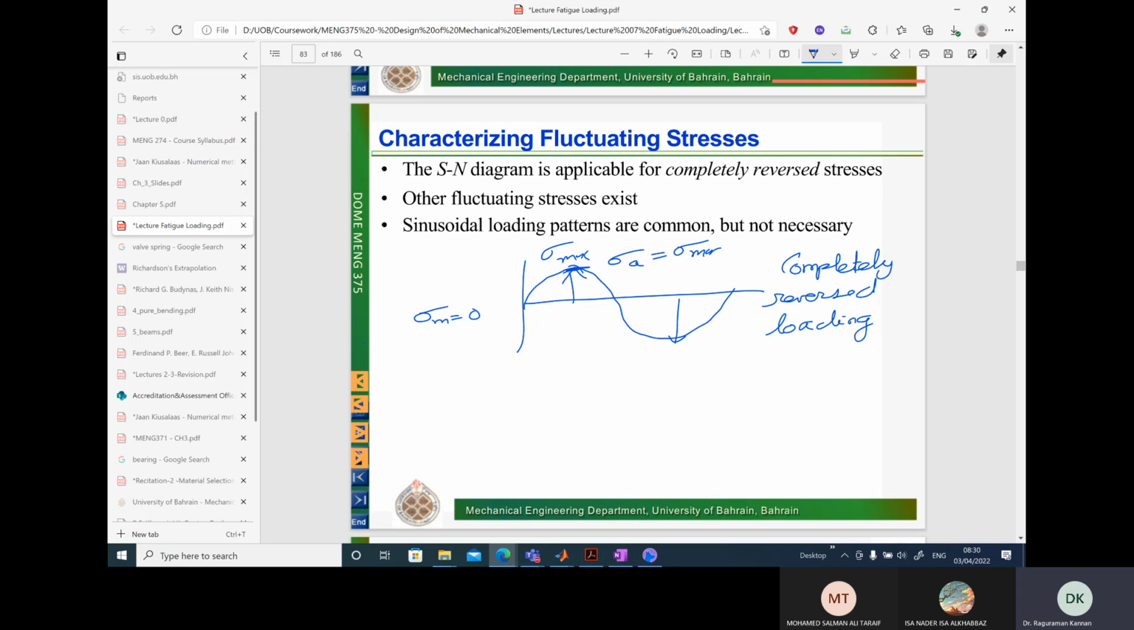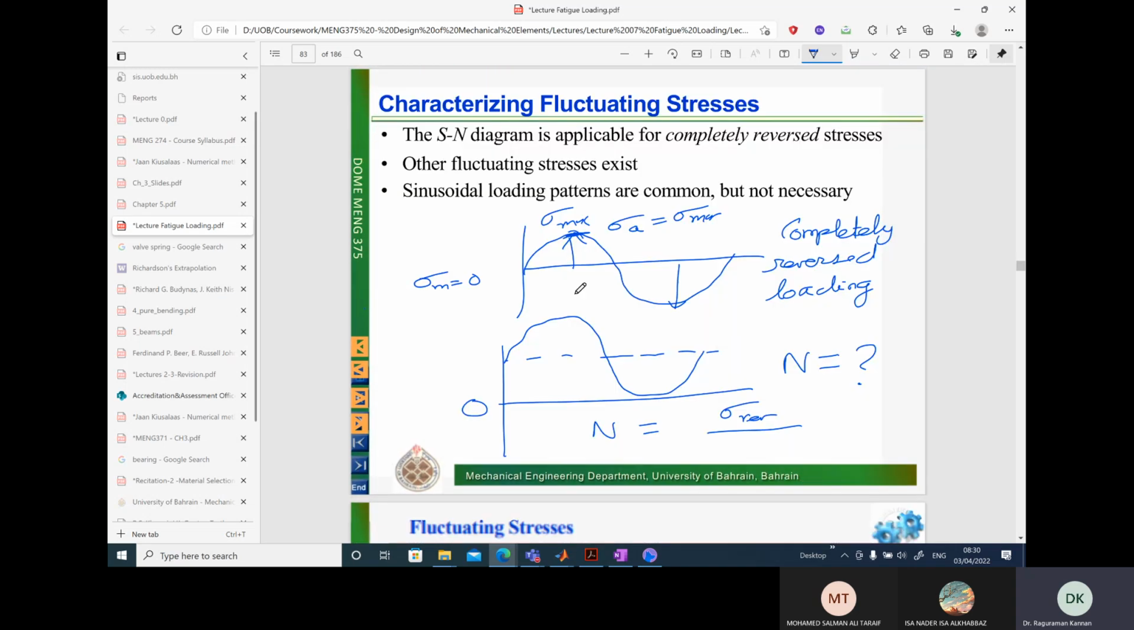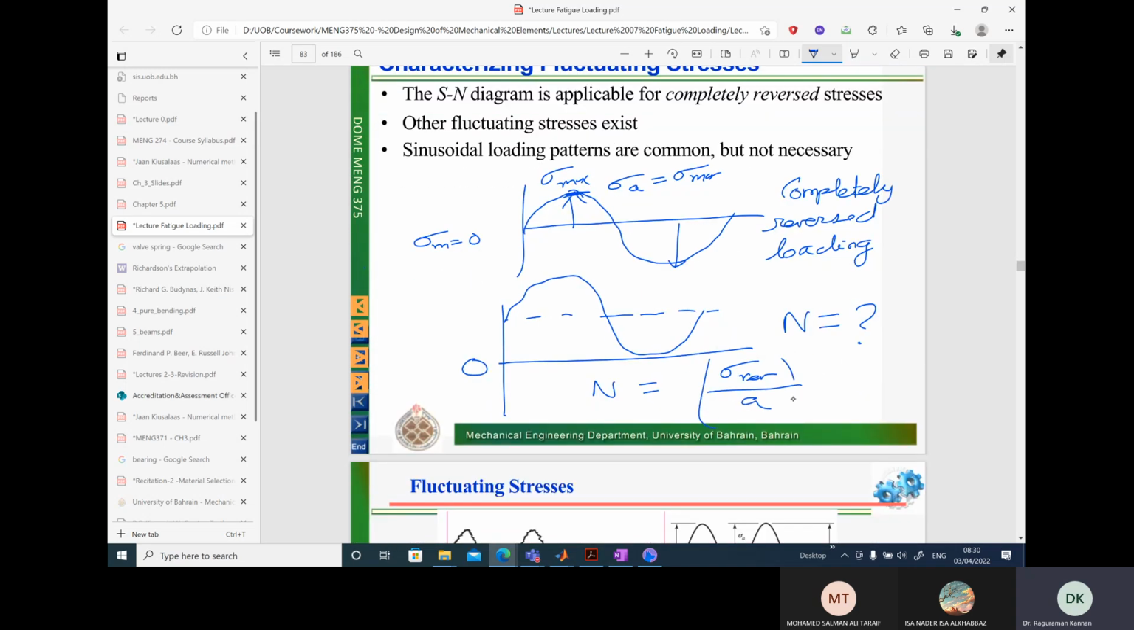Now consider a case where we do not have the completely reversed loading. So this is the 0 point. Instead of having completely reversed loading, if you apply a load like this, then how do we calculate N? What is the formula for N? We have seen the formula: N equals sigma reversible, remember, the stress here is sigma reversible, over A, raised to the power 1 over B.